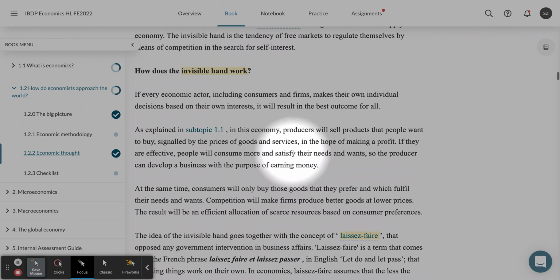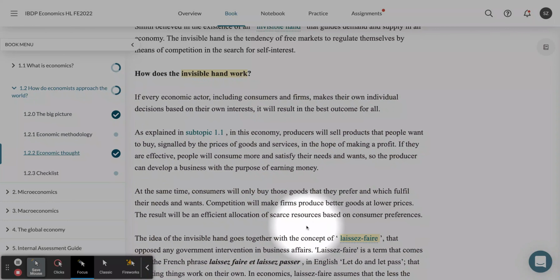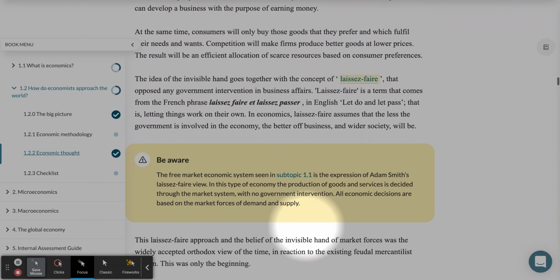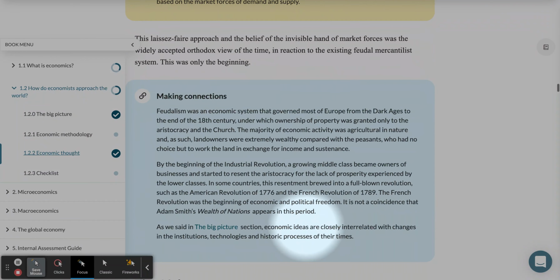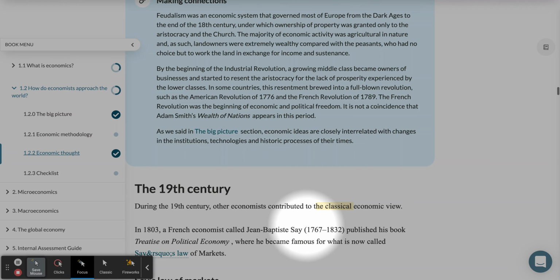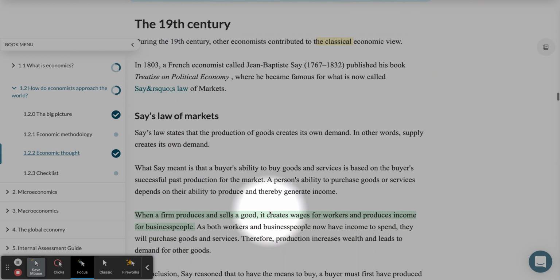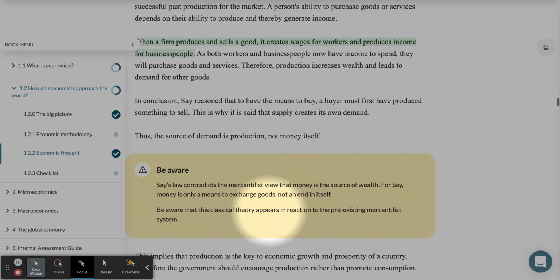So this concept, also called laissez-faire, means hands off. Let the government get out of the way and let the markets run things. It'll run much, much better. It was a huge idea, except that there was a huge equity problem with this. And so we'll get into Say's law later. You should read it, and we'll certainly talk about it later.